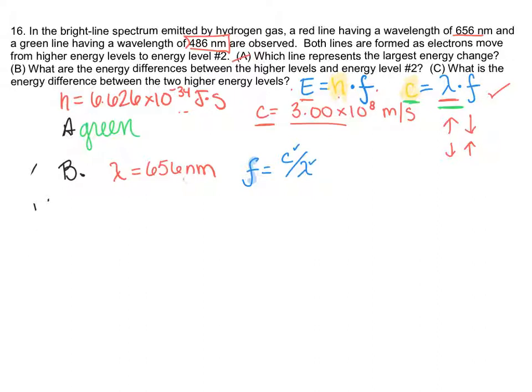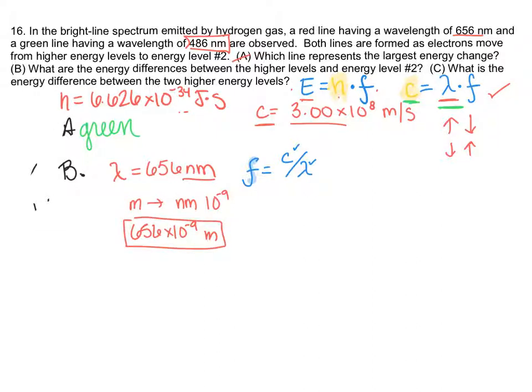When I'm looking at this measurement, it is in nanometers. The conversion factor from a meter to a nanometer is that a nanometer is 10 to the negative 9th. So if I want to convert this to meters, 656 times 10 to the negative 9th would be my meters. So that would be my wavelength.